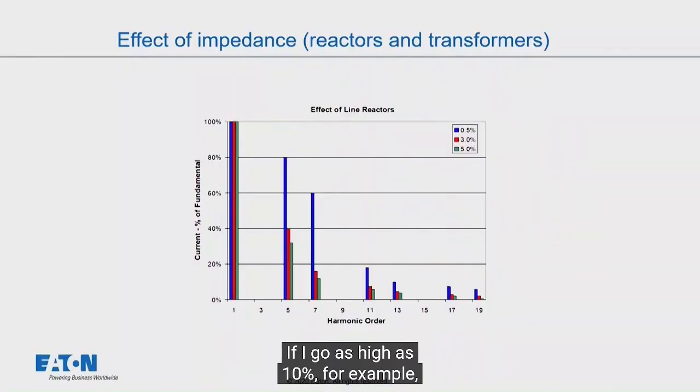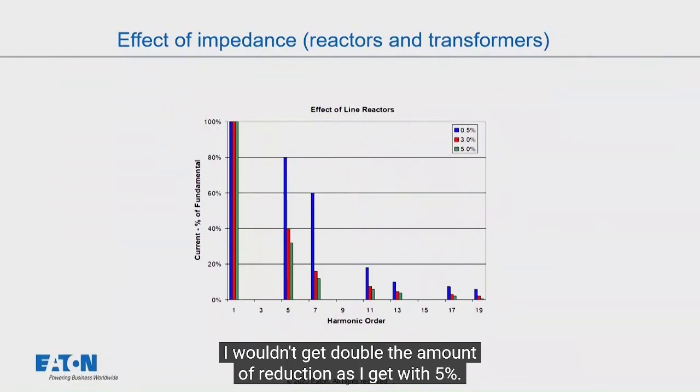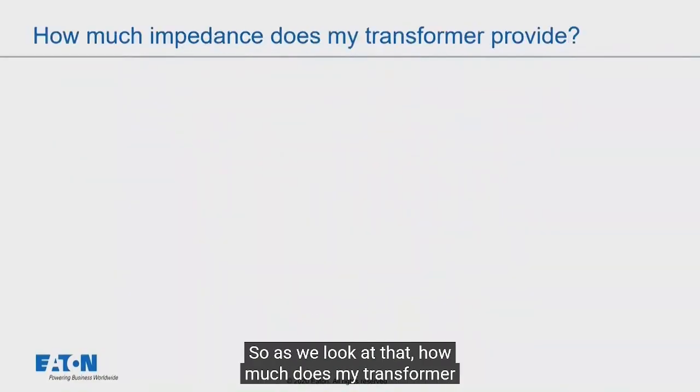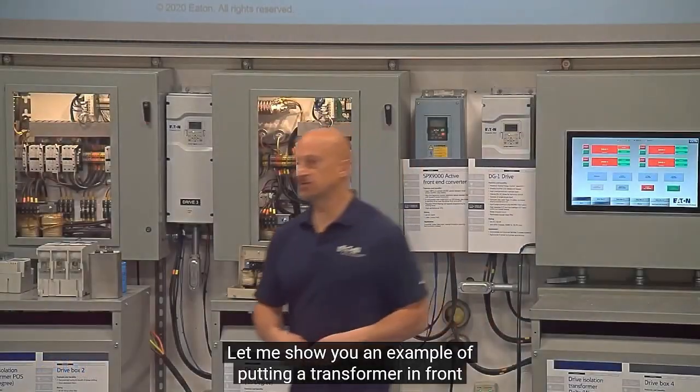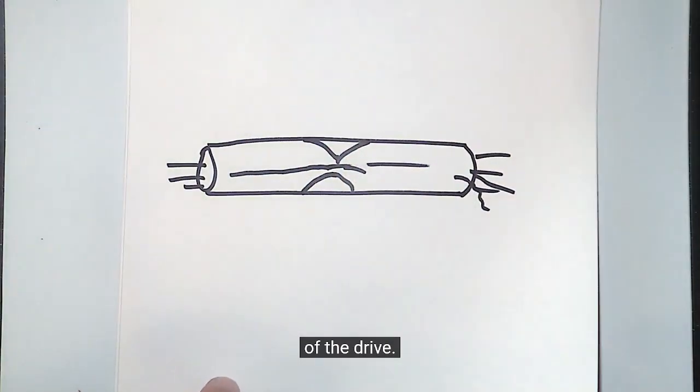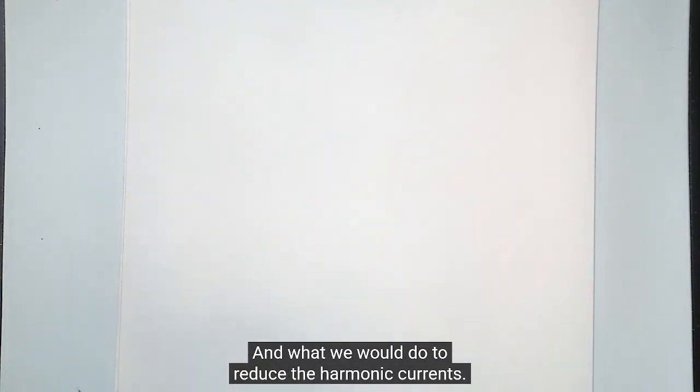If I go as high as 10%, for example, I wouldn't get double the amount of reduction as I get with 5%. So it's, again, diminishing returns. So as we look at that, how much does my transformer come into play if I have a transformer in front of my drive? Let me show you an example of putting a transformer in front of a drive and what we would do to reduce the harmonic currents.